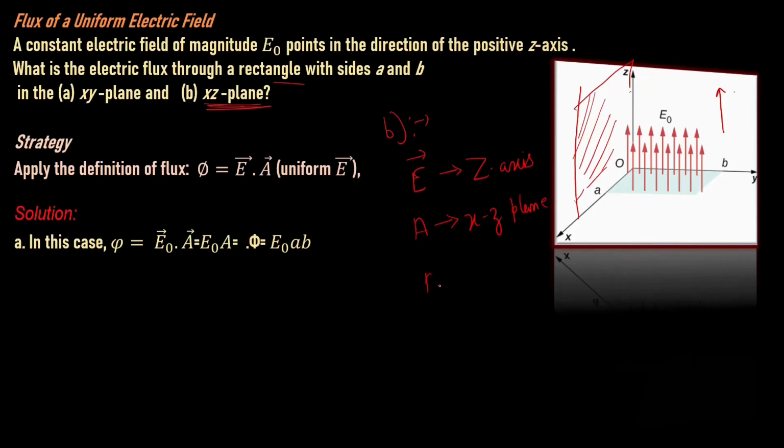So what will be the area vector in this situation? Area vector has to be perpendicular to the given planar area. So the axis perpendicular to the XZ plane turns out to be the y-axis. So this time the area vector will be pointing along the y-axis, and this is the electric field vector. Here we are noticing the electric field is along the z-axis and the area vector is along the y-axis. Again the angle between the electric field and area vector we have to find out.